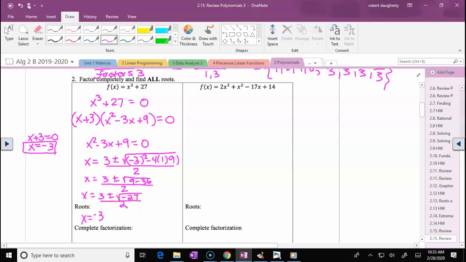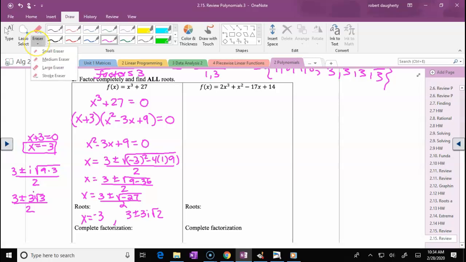So continuing over here, that is 3 plus or minus i, and then I can write 27 as 9 times 3, all of that over 2. So this is 3 plus or minus 3i root 3 over 2, okay? So your roots are going to be what you see there. Keep in mind there's an i right there, 3i root, and it's not 2, it is 3, over 2.